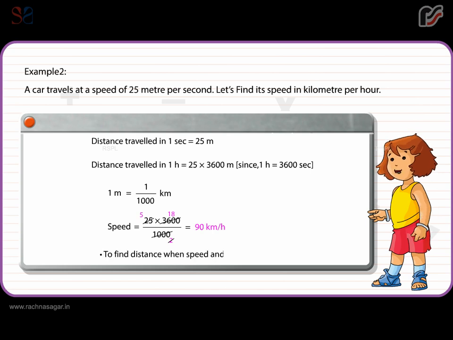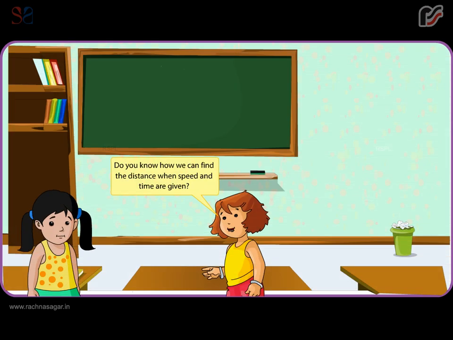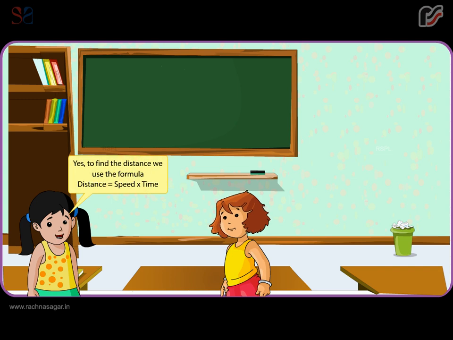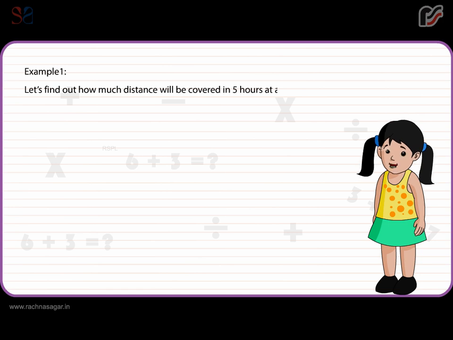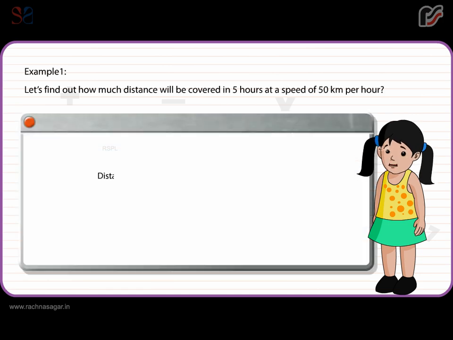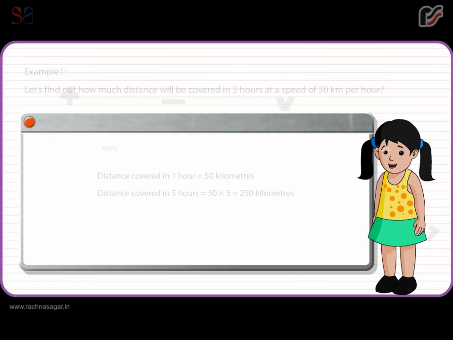To find distance when speed and time are given. Do you know how we can find the distance when speed and time are given? Yes, to find the distance we use the formula: distance is equal to speed multiplied by time. The unit of time in speed should be the same as that of the given time. For example, let's find out how much distance will be covered in 5 hours at a speed of 50 km per hour. Distance covered in 1 hour is equal to 50 km. Distance covered in 5 hours is equal to 50 multiplied by 5 is equal to 250 km.